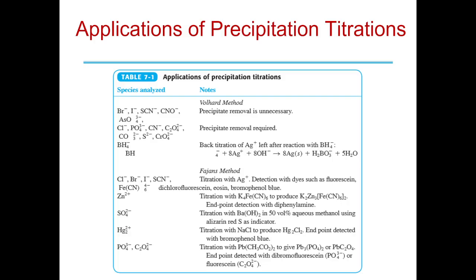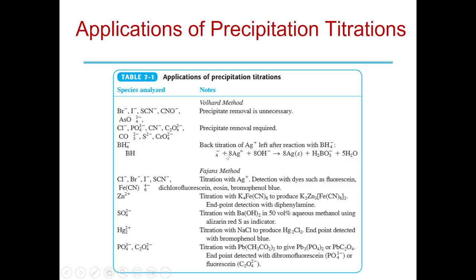Okay, so again, these are just the applications of precipitation titrations. So this is your species that you're analyzing, and these are some of the notes. For example, in this case, precipitate removal would be necessary to use the Volhard method, right? So you would need to do this in such a way that you can filter it, you can remove the precipitate somehow.